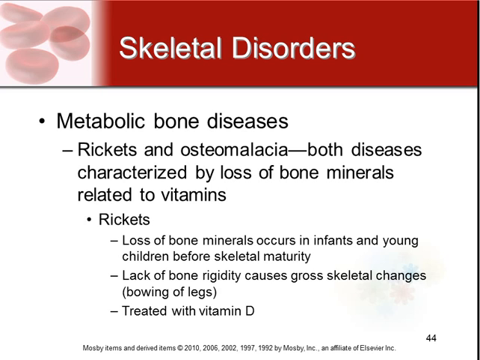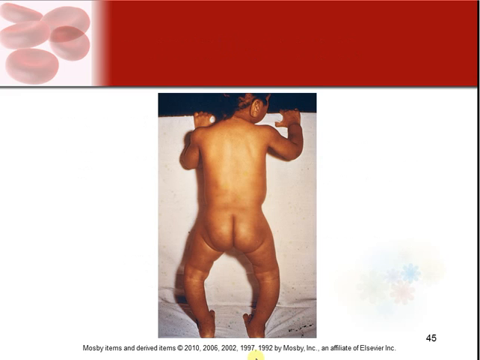And when it says the gross skeletal changes like the bowing of legs, it's because they're less rigid. So now they're more flexible. So literally by carrying your own weight on these flexible bones of your legs, they're going to bow out because you can't support your own weight because your bones aren't rigid enough anymore. And we treat this just by making sure that they get enough vitamin D. So this is a kid who is standing flat-footed, and look at how his legs are bowed. So that's from rickets.